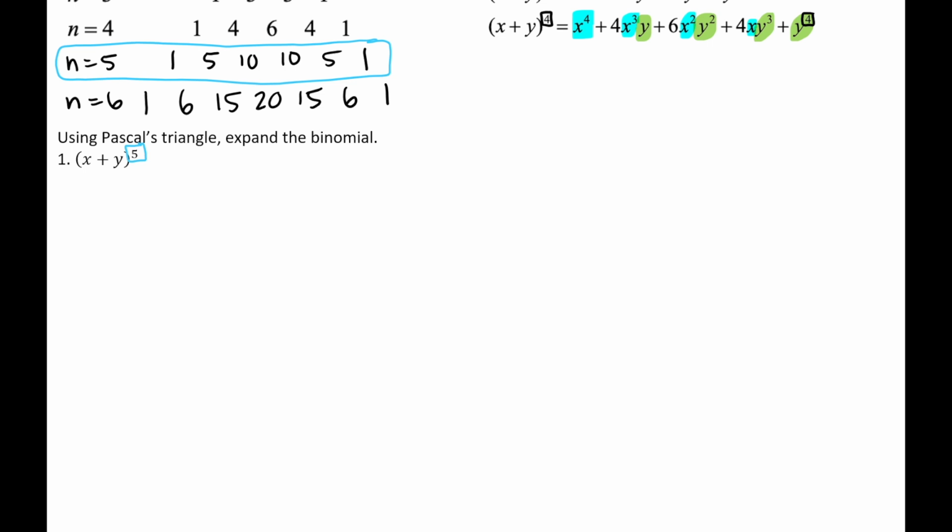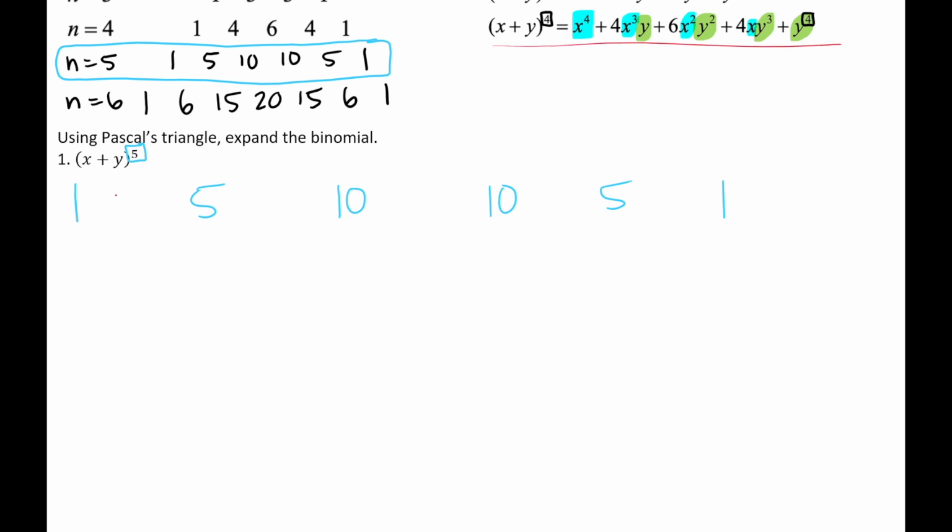And I'm going to go ahead and write those down. I'll space them out. So I'll have a 1, a 5, a 10, a 10, a 5, and a 1. The next thing I'm going to do is fill in the x terms.